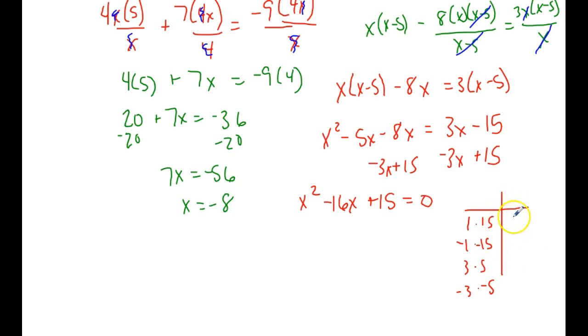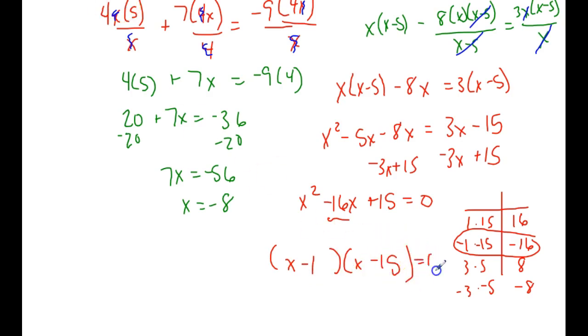Now I'm going to find the sums of these. So I know that equals 16, negative 16, 8, and negative 8. So I just added my factors together, and I know I'm looking for negative 16, so here's what I'm going to use. So I will end up with x minus 1 times x minus 15.